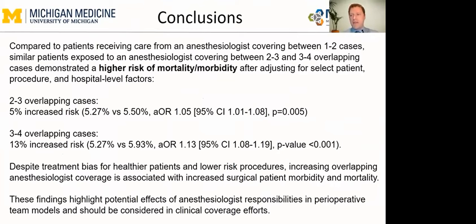So compared to patients receiving care from an anesthesiologist covering between 1 and 2 cases, patients exposed to an anesthesiologist covering between 2 and 3 and 3 and 4 overlapping cases demonstrated a higher risk of adjusted odds of morbidity and mortality, where 2 to 3 overlapping cases had a 5% increase and 3 to 4 overlapping cases, 13%.